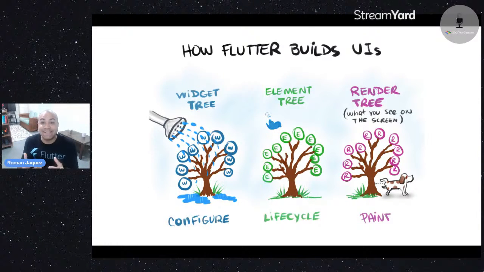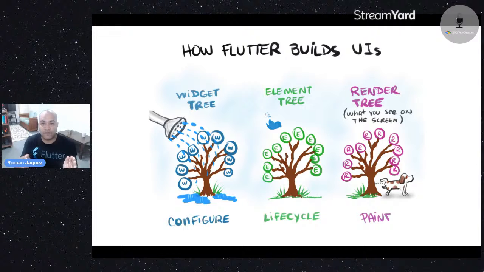Then the element tree is nothing more than the abstraction of that widget created in the framework so that it knows how to manage those widgets. The widget is nothing more than just the configuration. The element tree is the instantiation of that configuration in the Flutter framework, and then the render tree is actually what really paints the things on the screen. This is what you actually see on the screen. That's what takes care of sizing, painting, and positioning. So everything happens on the render tree.